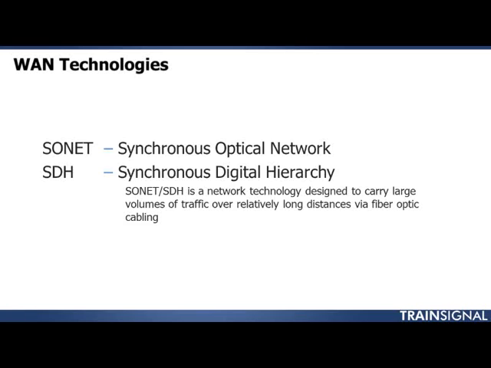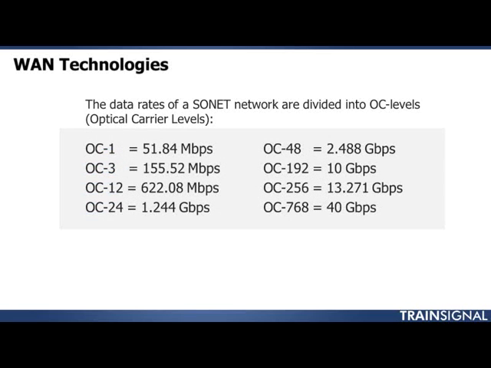Okay, so that's kind of the overall definition there. The idea here is that these are large WAN-based fiber optic networks that can take a lot of data over long distances at a pretty good rate. And speaking of those rates, you'll see that the data rates are divided into something called OC levels, or optical carrier levels. Even at OC1, we're talking about over 50 megabits per second. So we're already talking about a pretty decent speed. But look at what happens when we get to OC768. We're at 40 gigabits per second. So we're talking about some real high-speed stuff here.